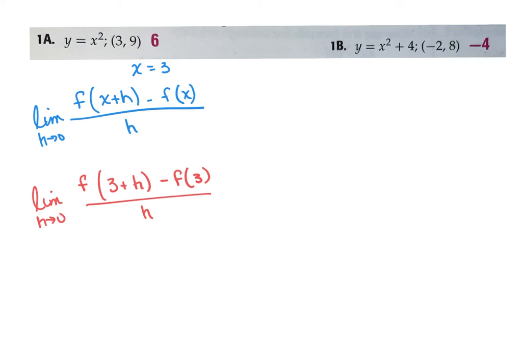Well, that means I'm going to plug in 3 plus h into my function, and I'm going to plug in 3 into my function. My function is x squared, so this is what I'm putting in for x right there. I'm putting that whole thing in for x. So this guy right here is going to be 3 plus h. That's what I'm plugging in for x in that function squared. This is going to be 3 squared.